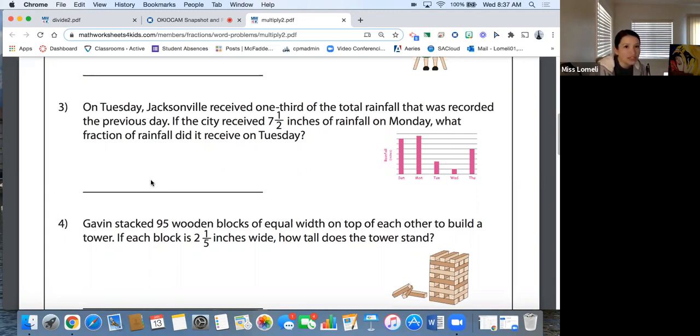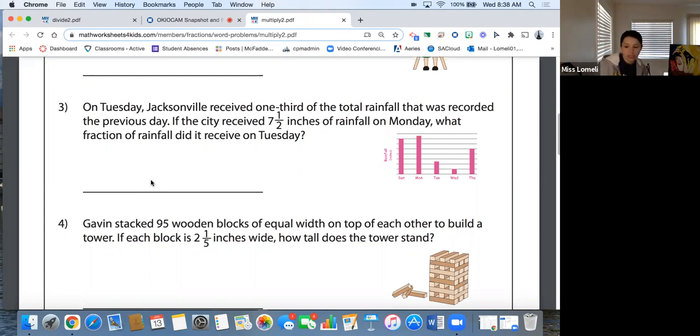On Tuesday, Jacksonville received 1/3 of the total rainfall that was recorded the previous day. So 1/3 of whatever was the previous day. If the city received 7.5 inches of rainfall on Monday, what fraction of the rainfall did it receive on Tuesday? So this problem is a multiplication problem. On Monday, it received 7.5. On Tuesday, it received 1/3 of that. Not literally 1/3. That's my answer. No, it received 1/3 of 7.5. So what is 1/3 of 7.5?